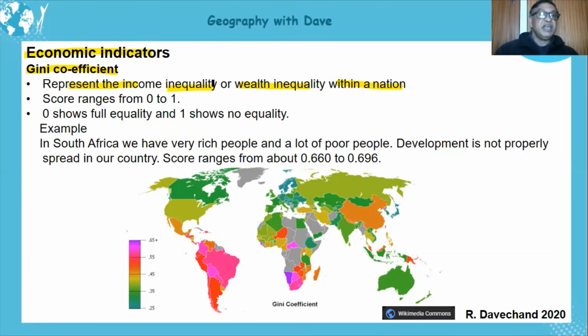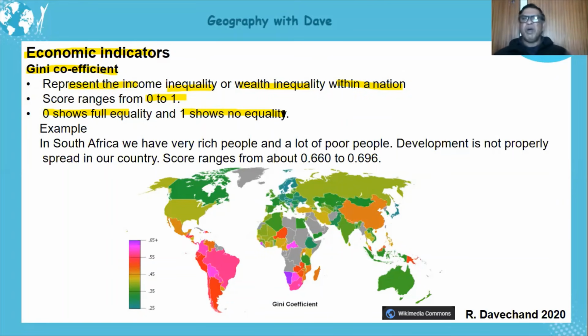Now, what we have here, a score ranges from 0 to 1. 0 shows full equality, and 1 shows no equality. So watch out, some indices are different. So if you're getting a score of 0, it's totally equal. Of course, it's difficult to get a score of 0, but a score closer to 0 is excellent. You understand, because it shows more equality. There's not extremely rich, extremely poor, etc. Okay, and 1 shows no equality across the country.